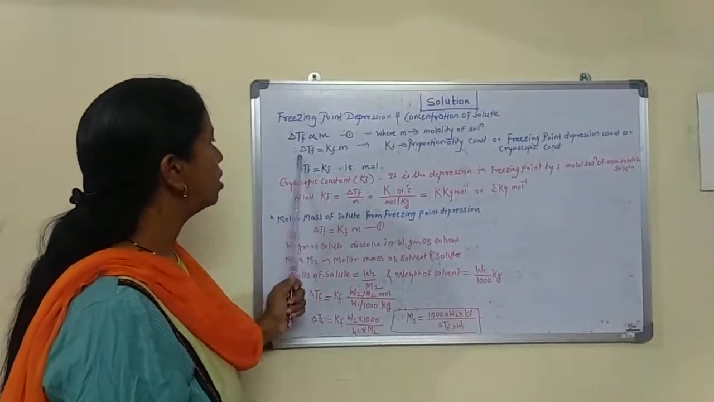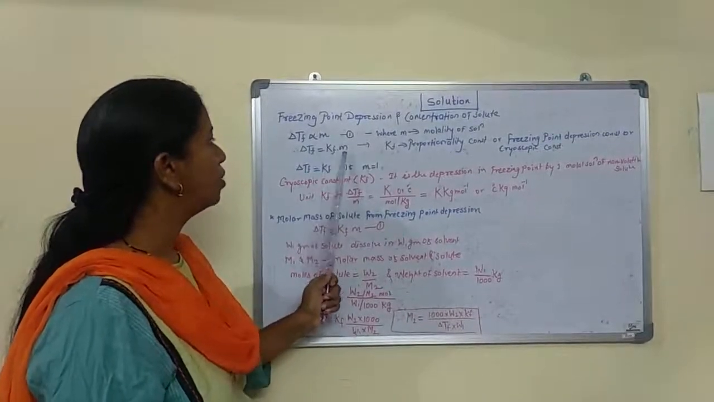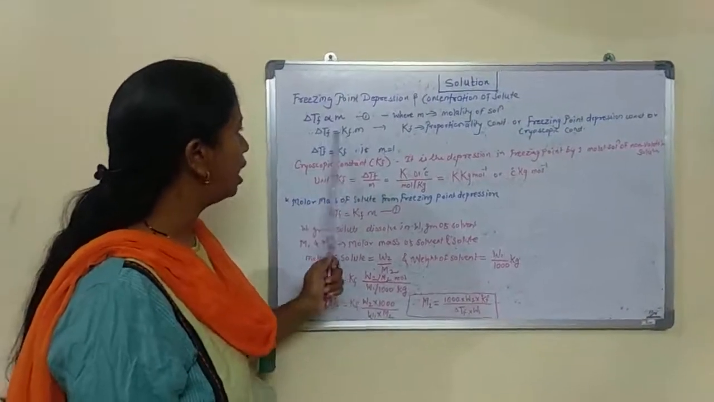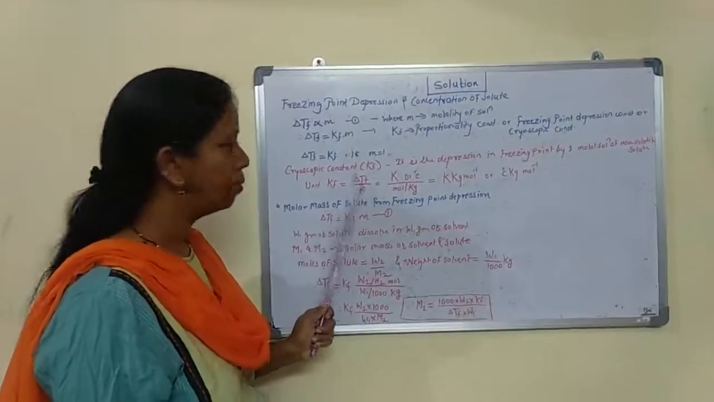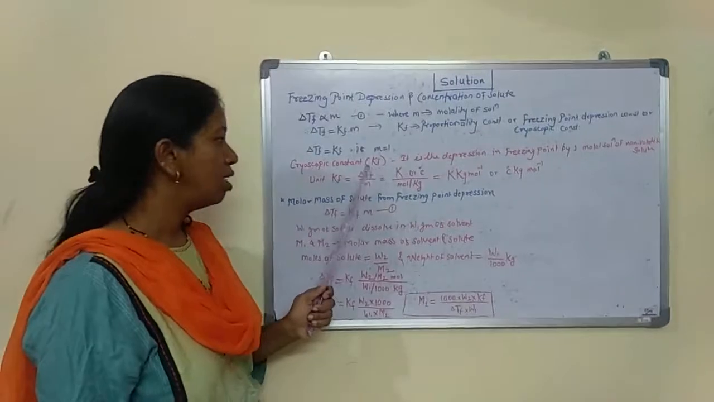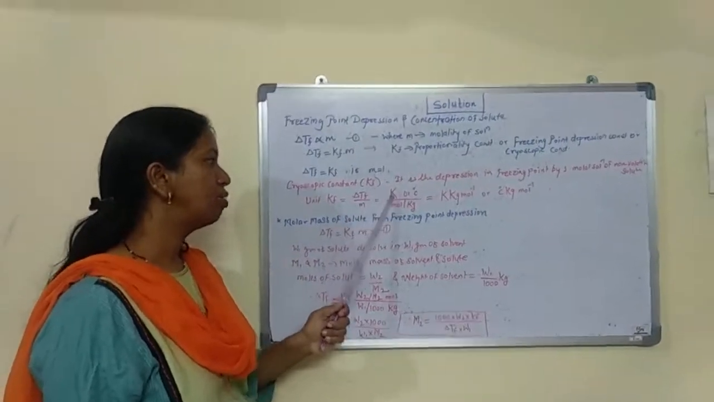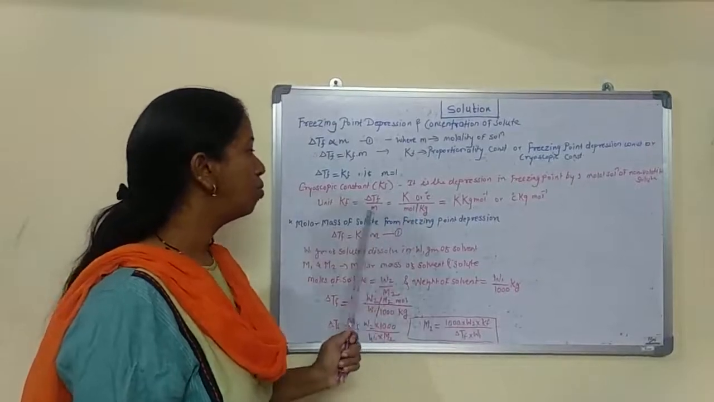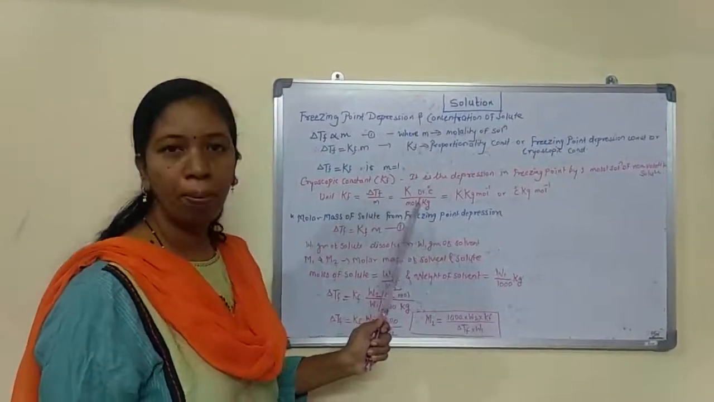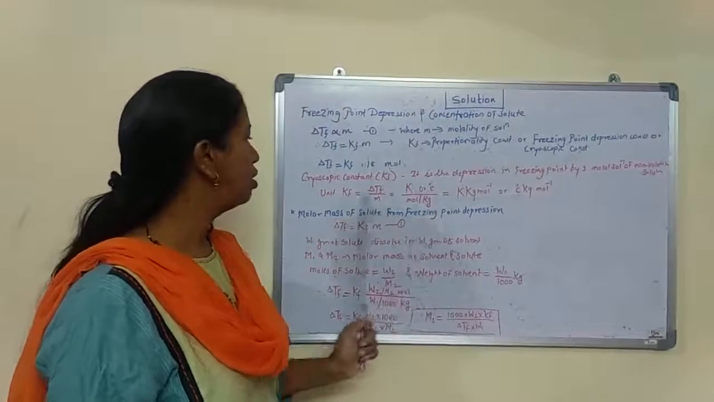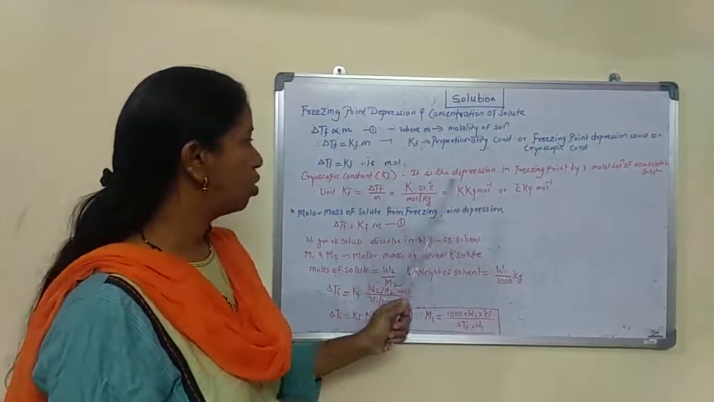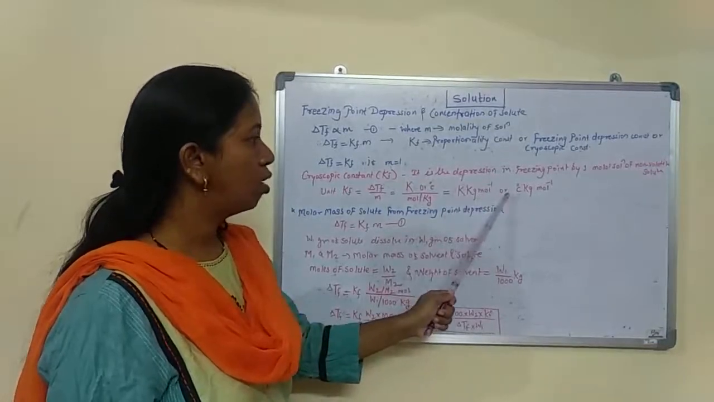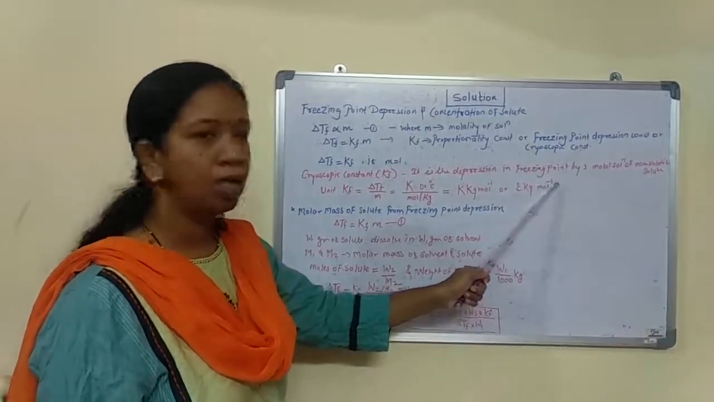Then, rearranging the equation delta TF equals KF into M, we get KF equals delta TF upon M. Delta TF is the depression in freezing point, given in Kelvin or degree Celsius, upon molarity. Molarity is given in moles per kilogram. So we get the unit for KF, the cryoscopic constant, as Kelvin kilogram per mole or degree Celsius kilogram per mole.